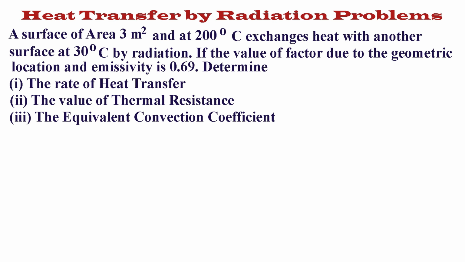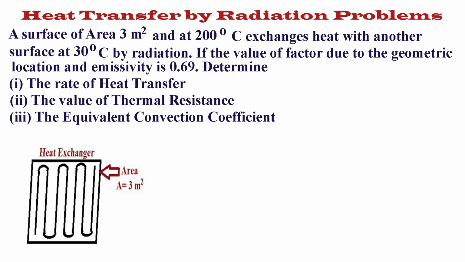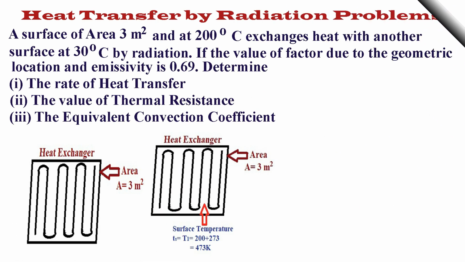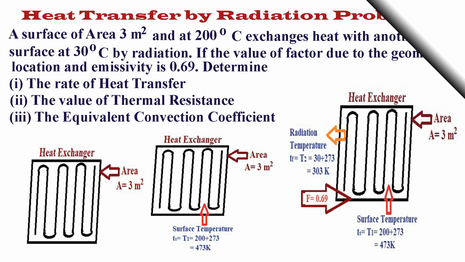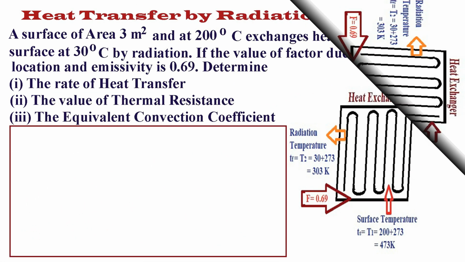So first we observe this problem in one heat exchanger. In this heat exchanger, area A is equal to 3 meter square. This is the surface area of the heat exchanger, and surface temperature Ts is equal to 200 degrees centigrade. We can convert degrees centigrade into Kelvin, that is 200 plus 273, equal to 473 Kelvin. After that, the other surface, that is the radiation surface temperature, is 30 degrees centigrade. Here 30 plus 273 is equal to 303 Kelvin, and the emissivity or factor due to geometric location F is equal to 0.69.